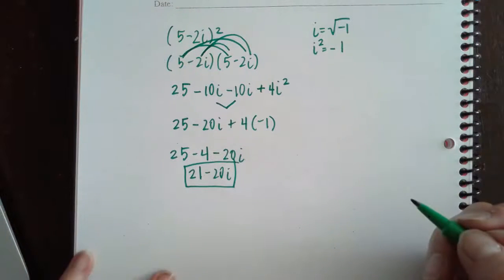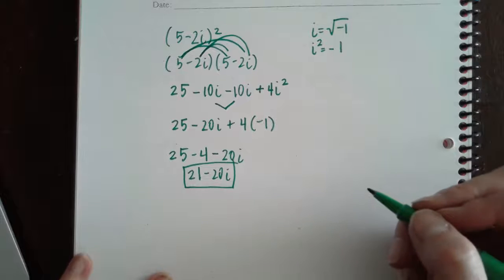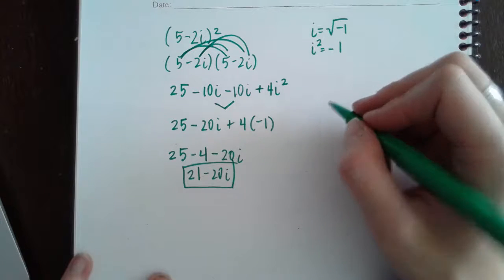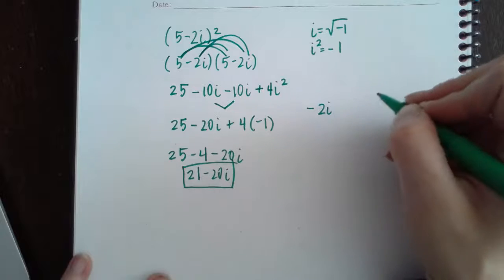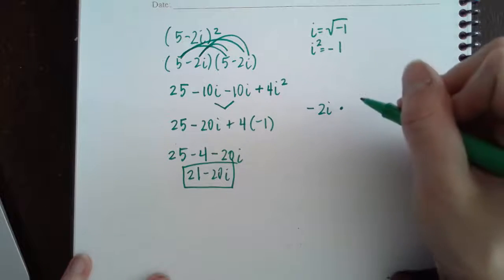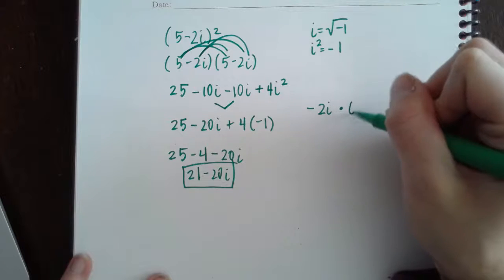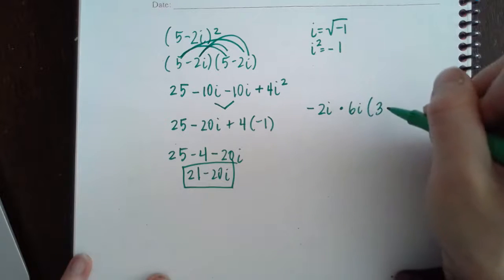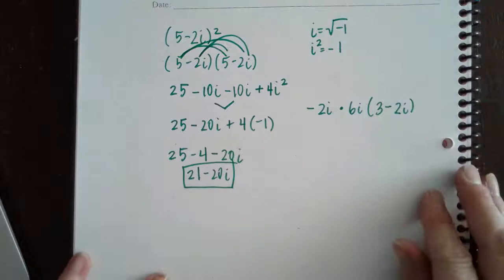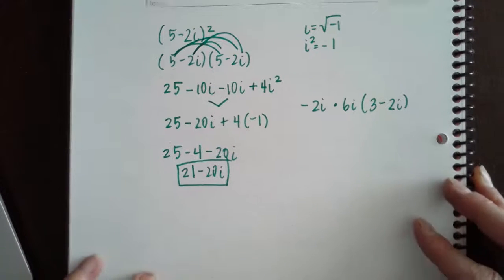Okay, let's do another one. So if I had negative 2i times 6i and then 3 minus 2i. Now this one looks not so complicated, but it actually is.